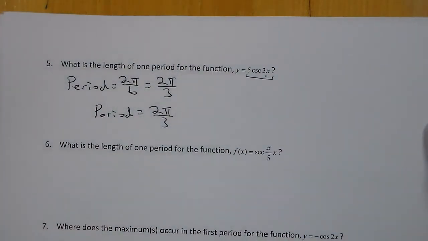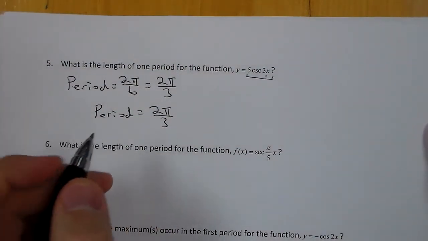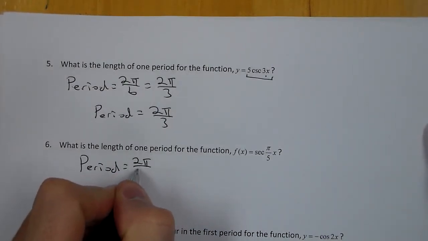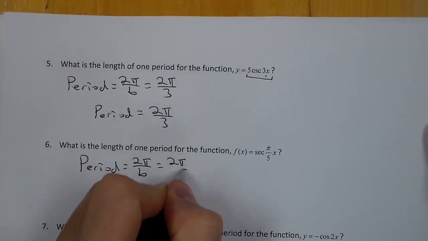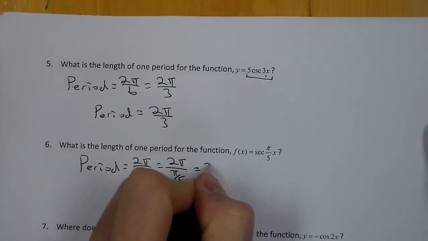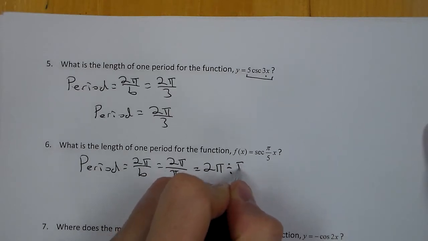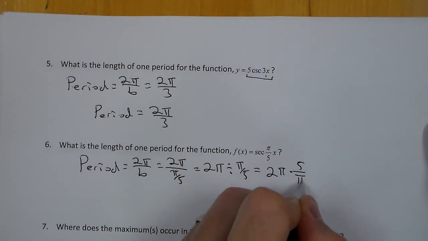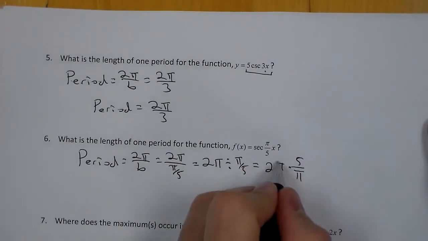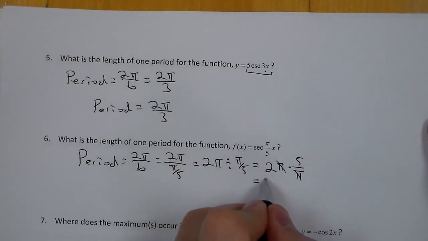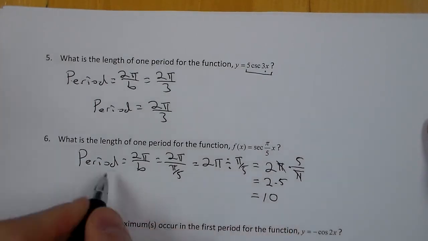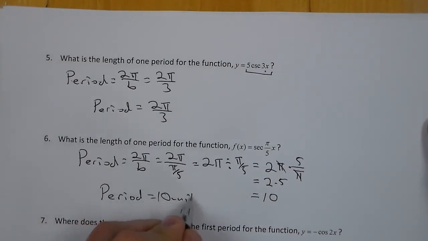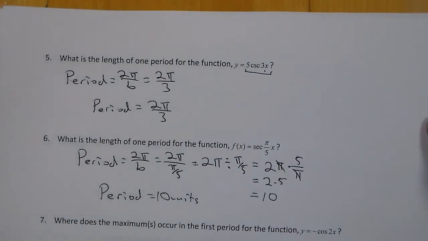What is the length of one period of the function of secant of pi over 5x? So we'll go period equals 2 pi over b. b is pi over 5. So that's 2 pi divided by pi over 5, which becomes 2 pi times 5 over pi. The pi's divide out, we get 2 times 5, and our answer is 10. So our period is 10 units. It is not 10 pi, it is just 10 units.